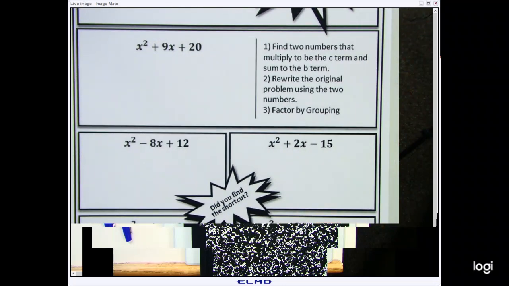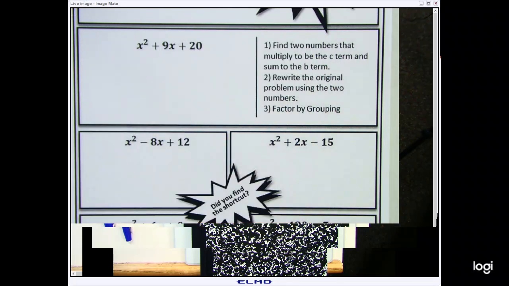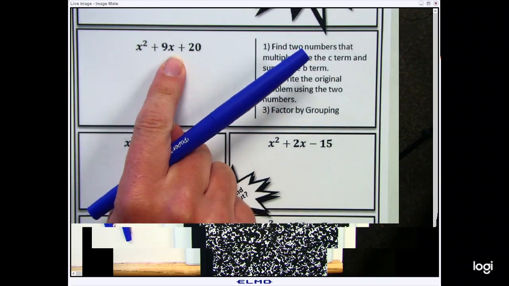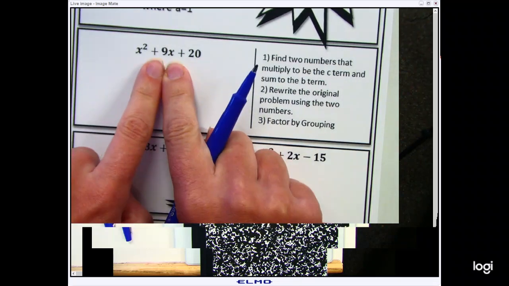Does it have a greatest common factor? It does not. So if it didn't have a greatest common factor, what's the next thing that we did? We split it down the middle, right? How do I split it down the middle when there are only 3 terms? You separate the second one. It's x squared plus 9x, so I'm pretty sure you would split the second one, so it would be x squared plus 9 and then x plus 20. So you're saying separate the 9 and the x.